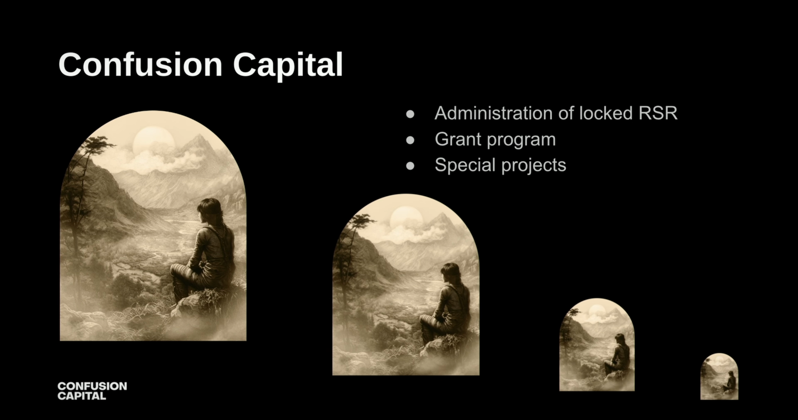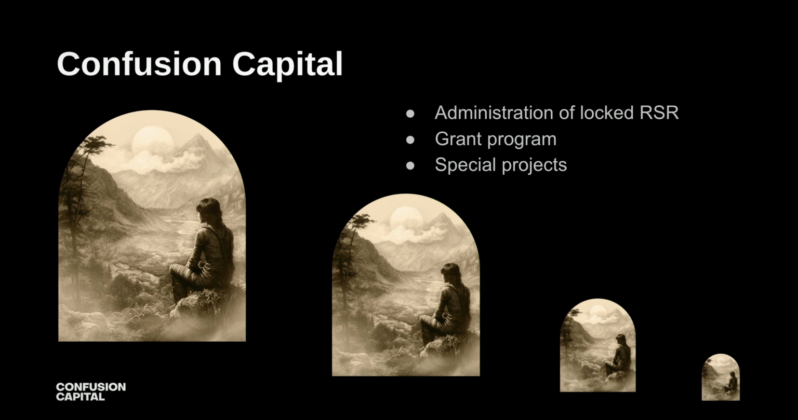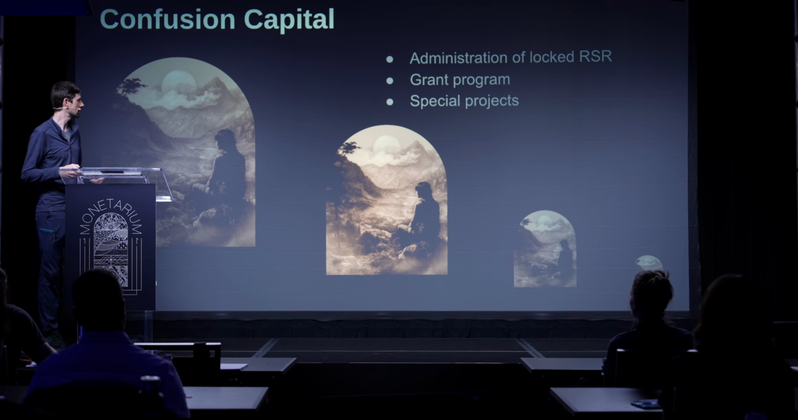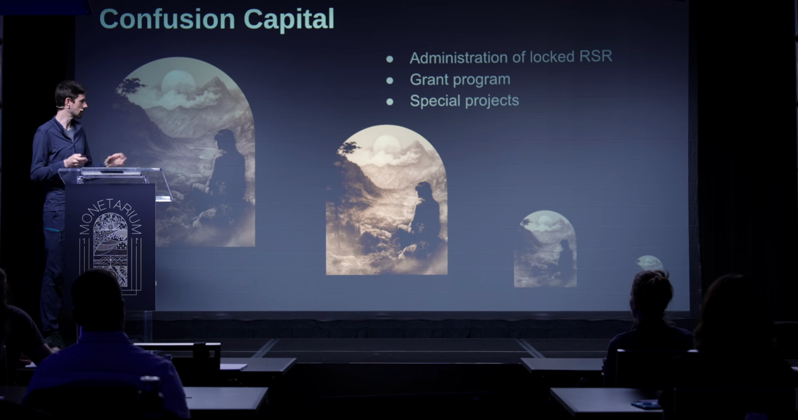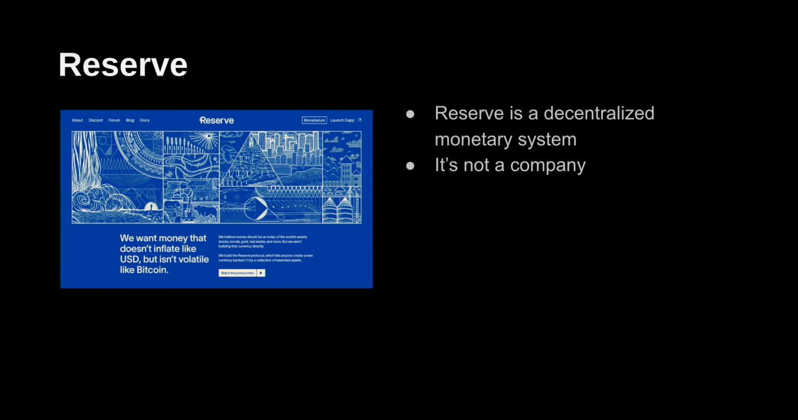And then finally, we have Confusion Capital. I'm the president of Confusion Capital, which administers the locked RSR, an important topic, one of the things that we'll be talking about tomorrow, runs a grant program for the ecosystem, and also engages in several different special projects, but I won't go into those now. So those are the 3 companies that you'll be hearing from.